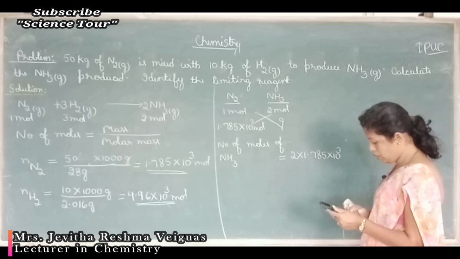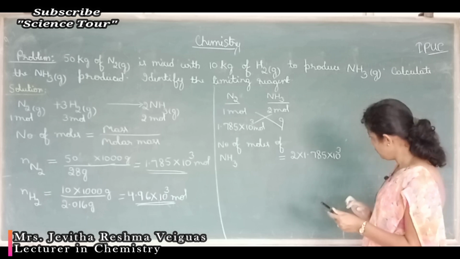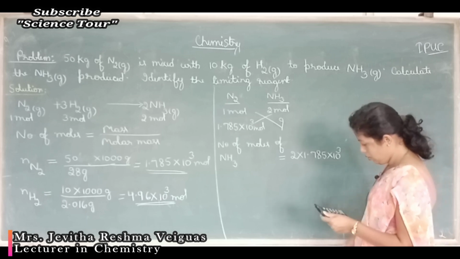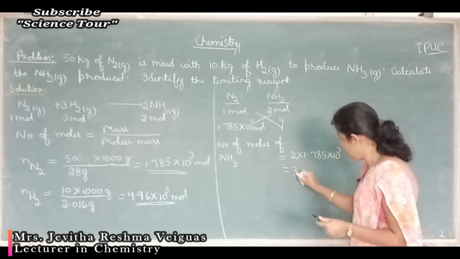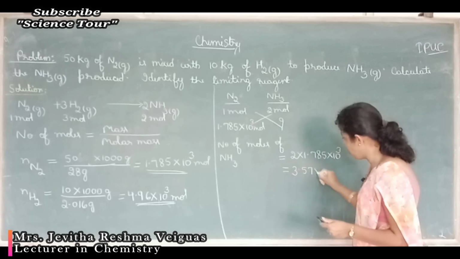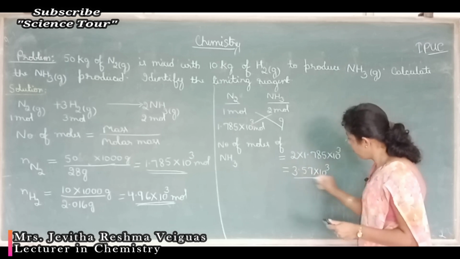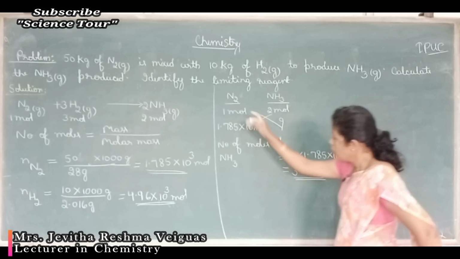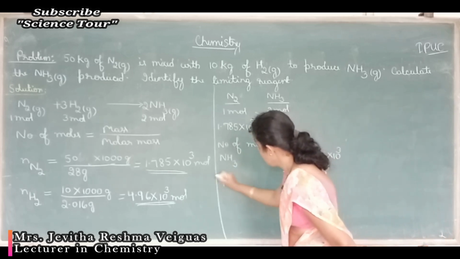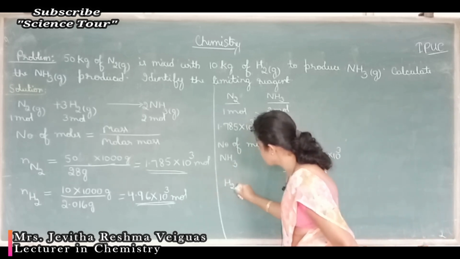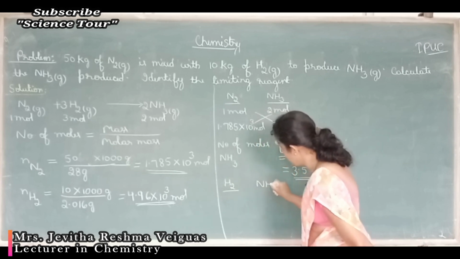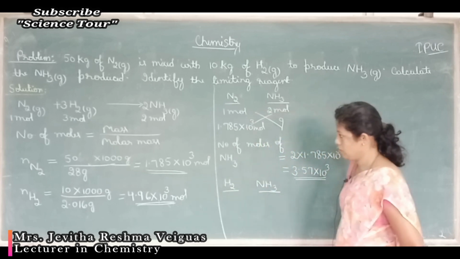That is 2 into 1.785, that is 3.57 into 10 to the power 3. Very similarly, you can also find the number of moles of ammonia obtained by using number of moles of hydrogen.